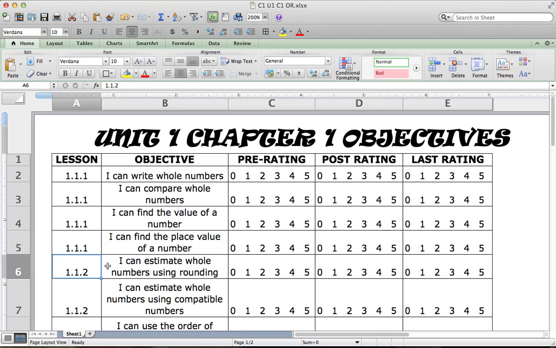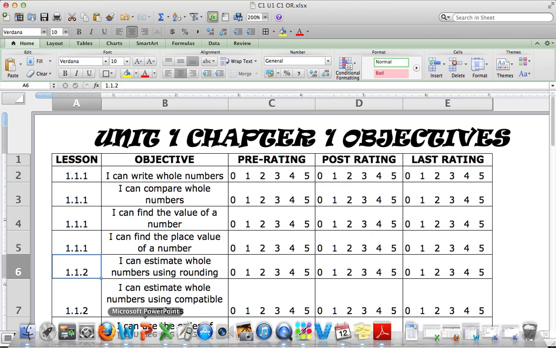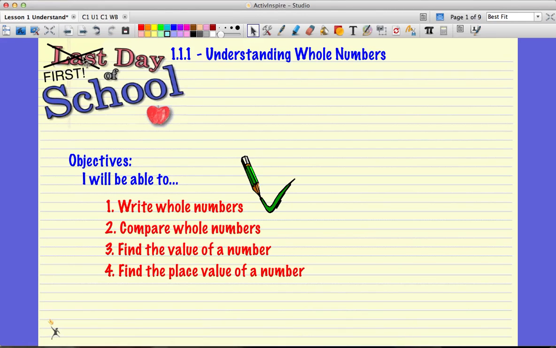Okay, so this is in the front of your workbook. Remember, we filled out our pre-rating at the beginning of class. What you'll do after this lesson is fill out your post-rating. You can choose to do this after watching the video, or at the end of the class period after we do some of our station work at school. This last rating doesn't get done until right before the test. Right, so back to the lesson.